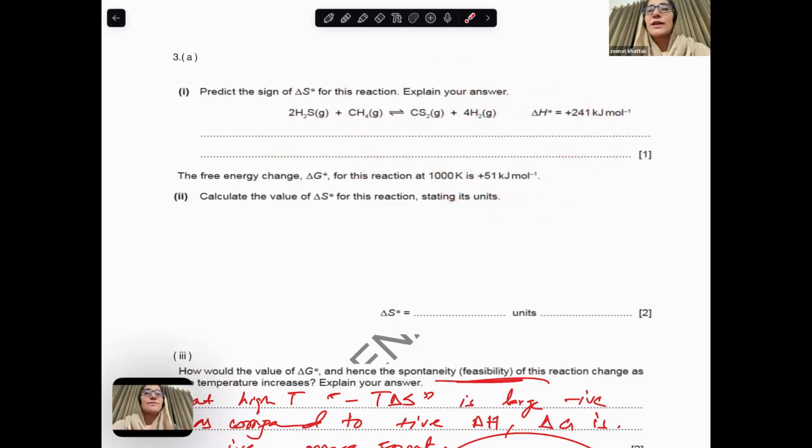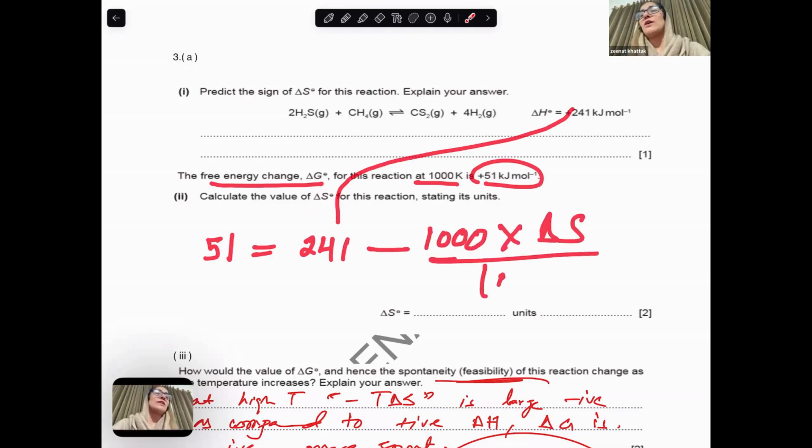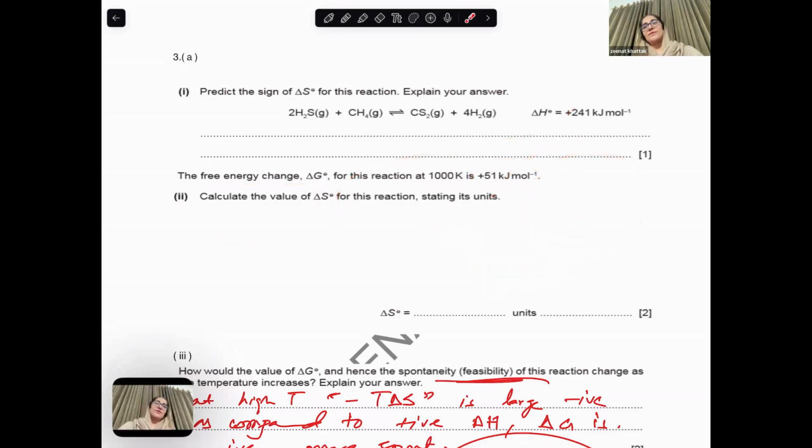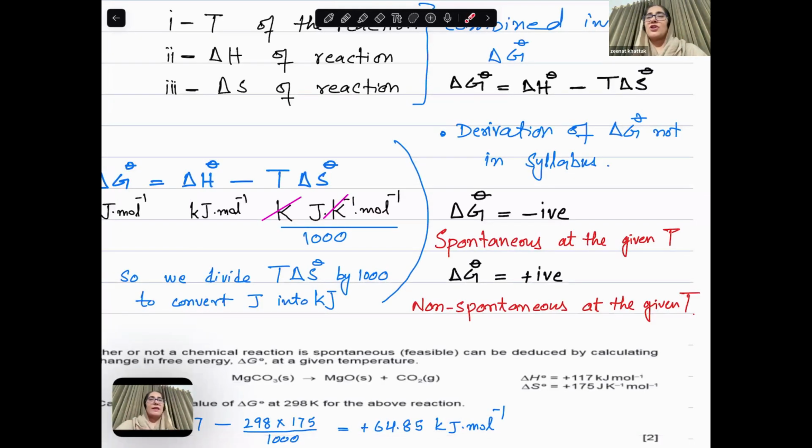In the next, the free energy change, delta G, at 1000 Kelvin is 51. So delta G is what? 51. Delta H is what? 241 minus 1000 Kelvin into delta S over 1000. Can you find delta S? Of course. Right?